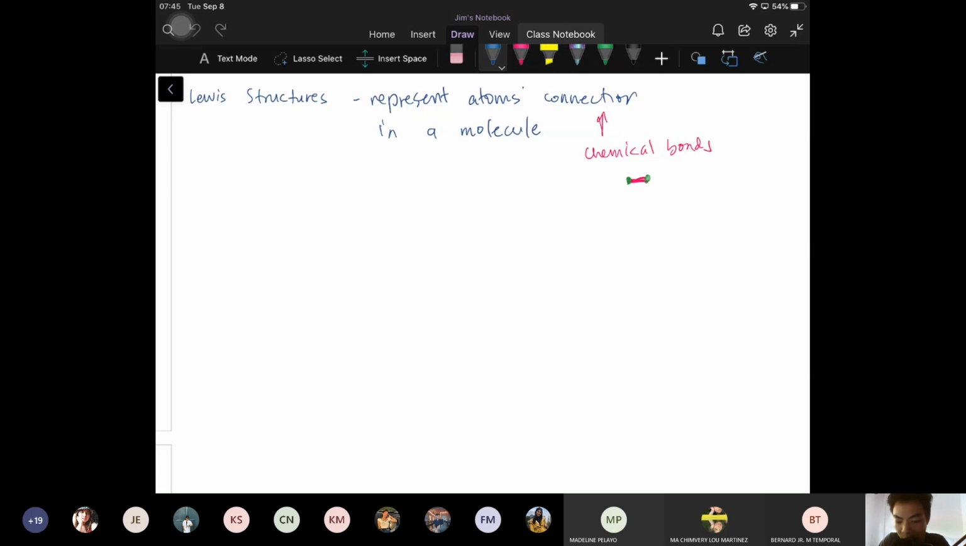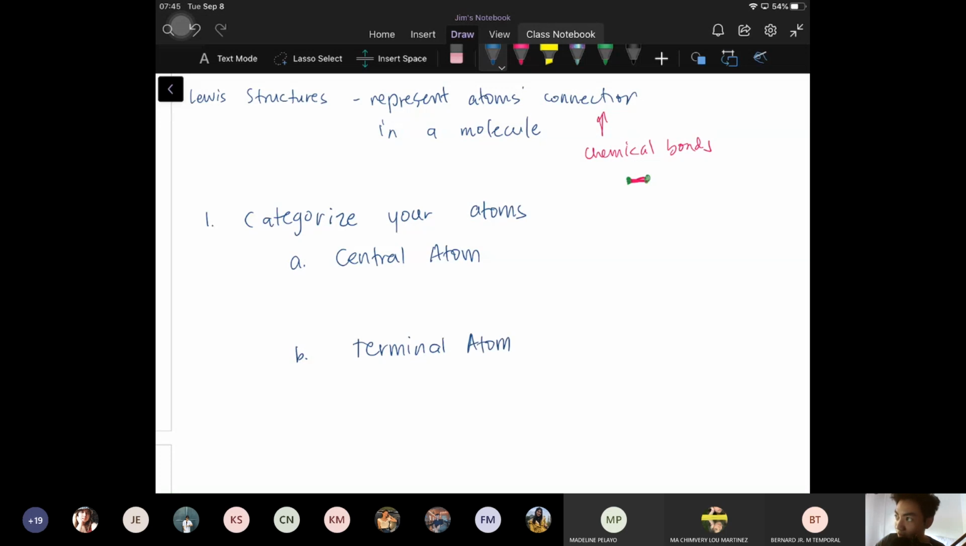Okay. Rule number 1 is that for you to be able to draw a Lewis structure, you have to categorize your atoms. When you say categorize your atoms, isa-segregate mo yung atoms based on its type. So, ano ba yung mga types ng atom in a Lewis structure? First, we have the central atom. And then we have the terminal atom.